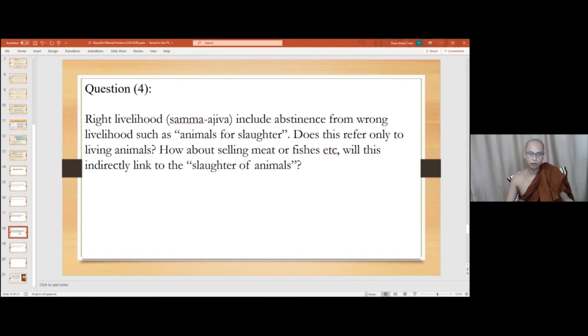Then the fourth question is, right livelihood, samma ajiva, includes abstinence from wrong livelihood, such as trading animals for slaughter. Does this refer only to living animals? How about selling meat or fishes, etc.? Will this indirectly link to the slaughter of animals?